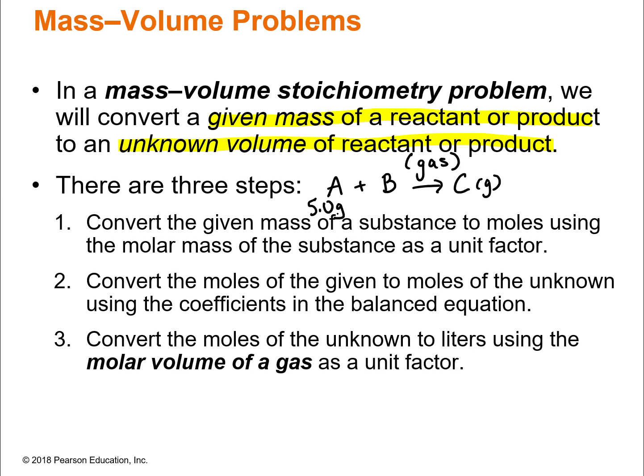If we're starting with 5 grams of A, we want to figure out how many liters of C we make. Could be liters, could be milliliters. Pay attention. As long as it's some kind of a volume, then we're looking at a mass to volume problem.